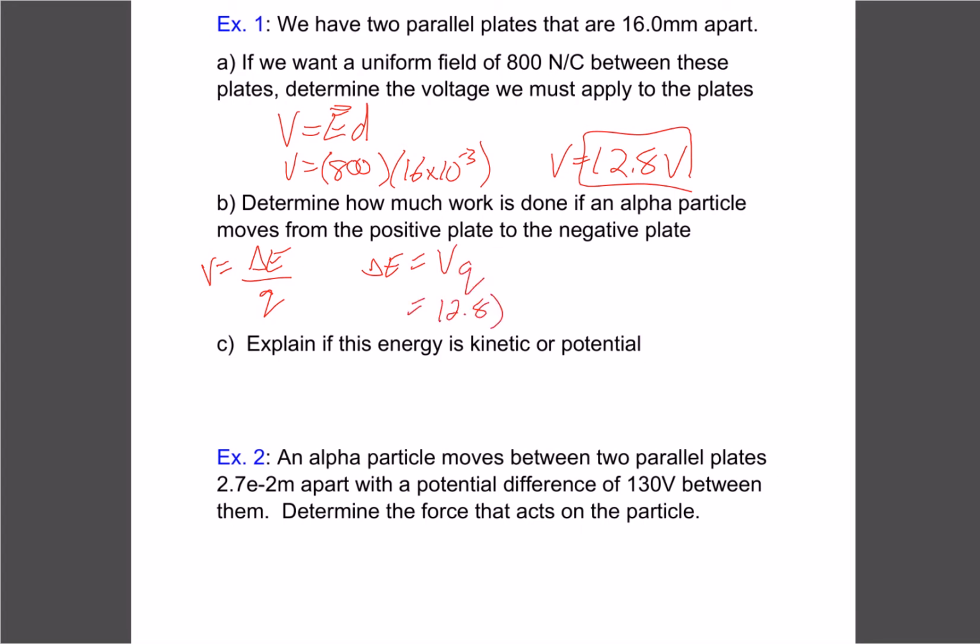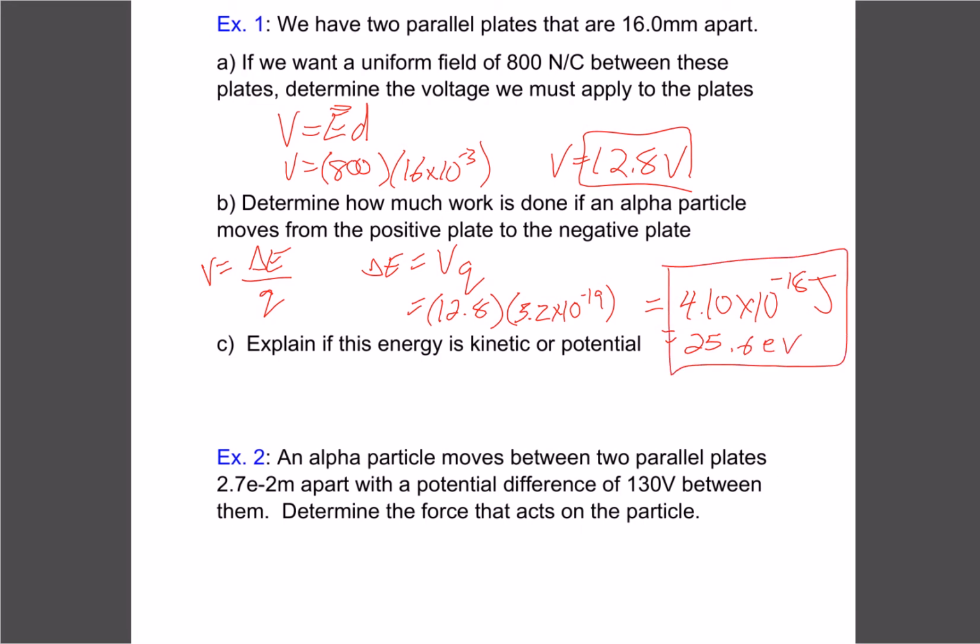So we have 12.8, and an alpha particle, remember, is 2 times our base charge, so 3.2 to the negative 19. Multiply those out, we would get 4.10 times 10 to the negative 18 joules. Or if we wanted to leave it in electron volts, remember, we would just go 12.8 times 2, right? The value of 2 electrons, or 2 base units. So 12.8 times 2 would give us 25.6 electron volts. Those two answers are the same, just depending on which unit we want to use.